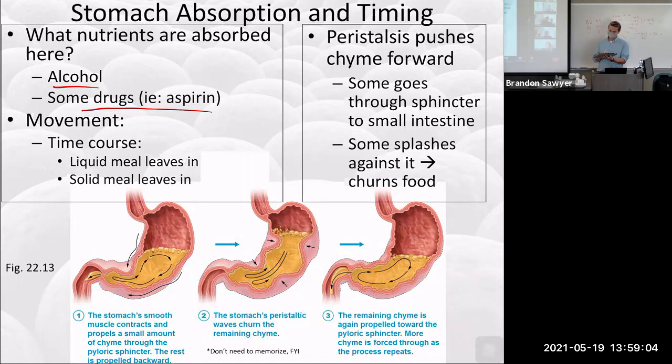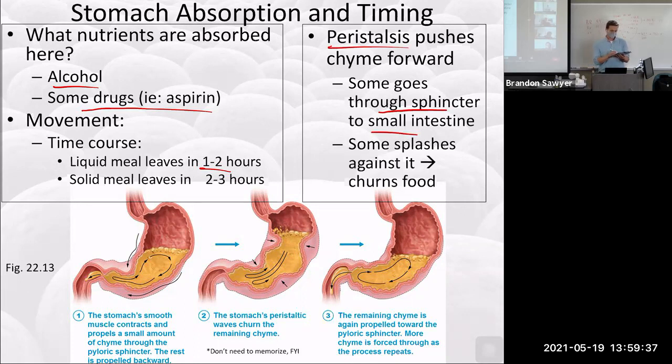Okay, so the time course: a liquid meal is out of our stomach in 1 to 2 hours. A solid meal takes about 2 to 3 hours. So that wasn't necessarily an exaggeration in that video of them leaving the cheeseburger in there for 3.5 hours. That's somewhat similar to how long parts of that cheeseburger would stay in our own stomachs. Obviously, those peristaltic contractions are working to move the chyme forward. Some of this is immediately going to go through that sphincter in the small intestine.